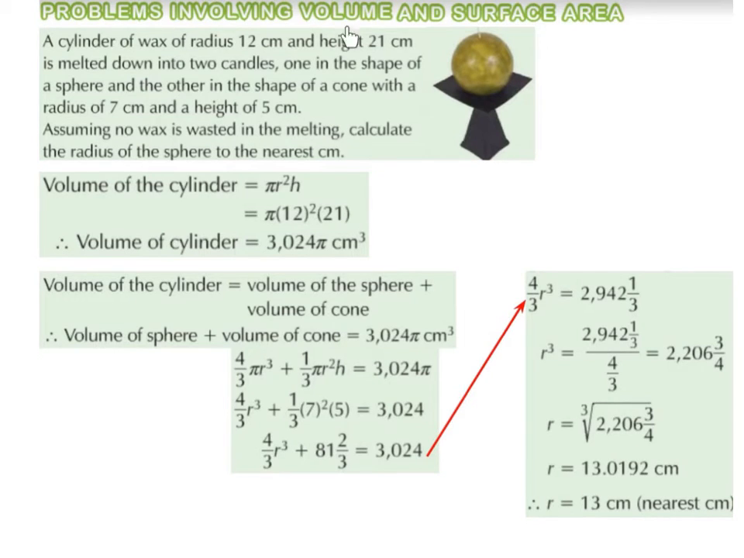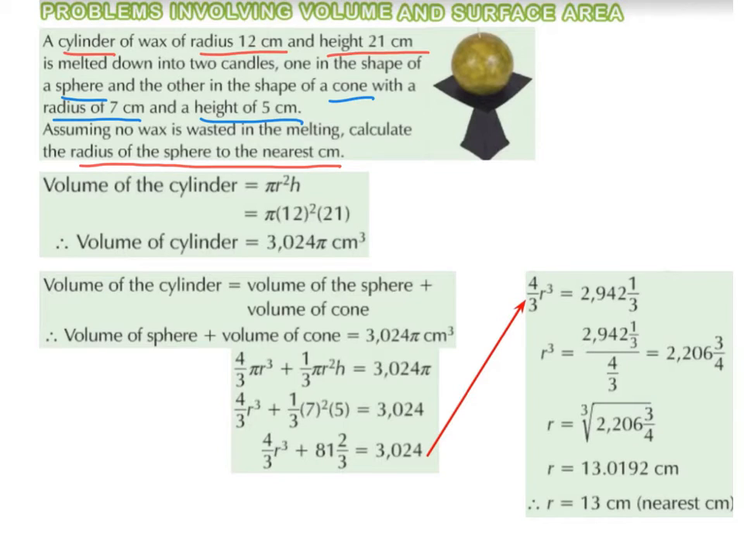Problems involving volume and surface area. A cylinder of wax of a radius of 12 centimeters and a height of 21 centimeters is melted down into two candles, one in the shape of a sphere and the other in the shape of a cone, and the cone has a radius of 7 centimeters and a height of 5 centimeters. Assuming no wax is wasted in the melting, calculate the radius of the sphere to the nearest centimeter.